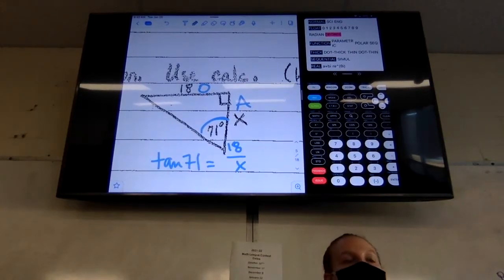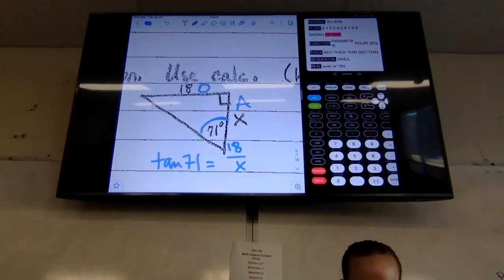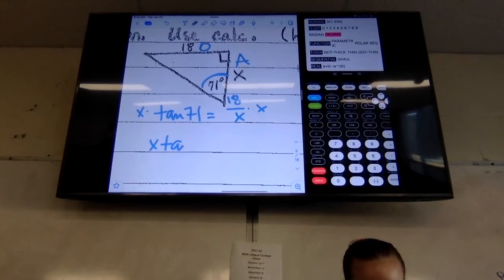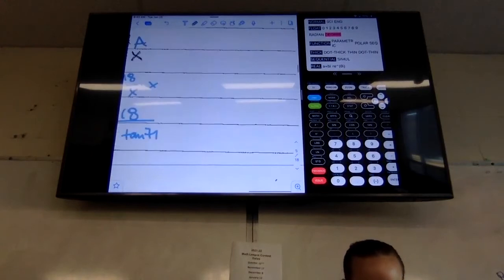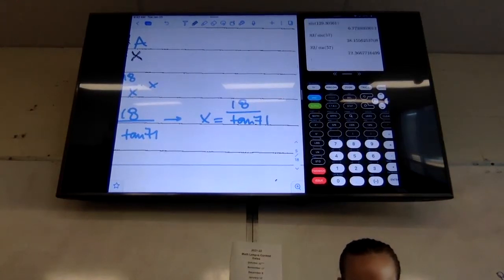And this is the same math we just did a minute ago. So how do I start getting x by itself, Cam? Multiply by x. X tan 71 equals 18. Divide by tan 71. And so x equals 18 divided by tan 71. And so I'm just going to put that right in my calculator.